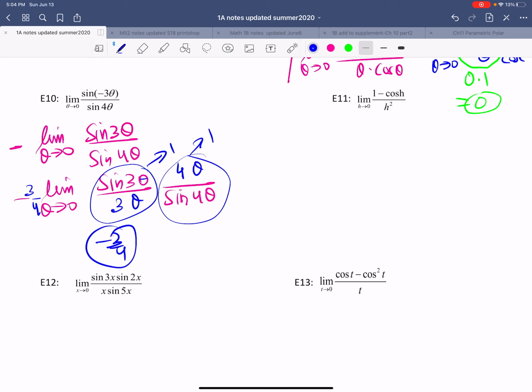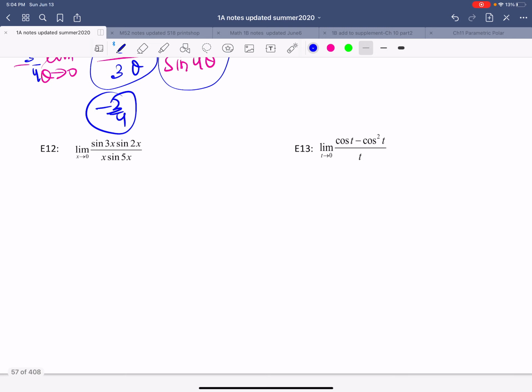Next, we have the limit as h approaches 0 of 1 minus cosine of h over h squared. So in this case, we can try to rationalize. We do 1 minus cos. This is going to be 0 over 0, and that is the trouble. The 0 over 0 is going to be an issue here. Let's see. Come back to it in a minute. Let's look at the rest of the problem.